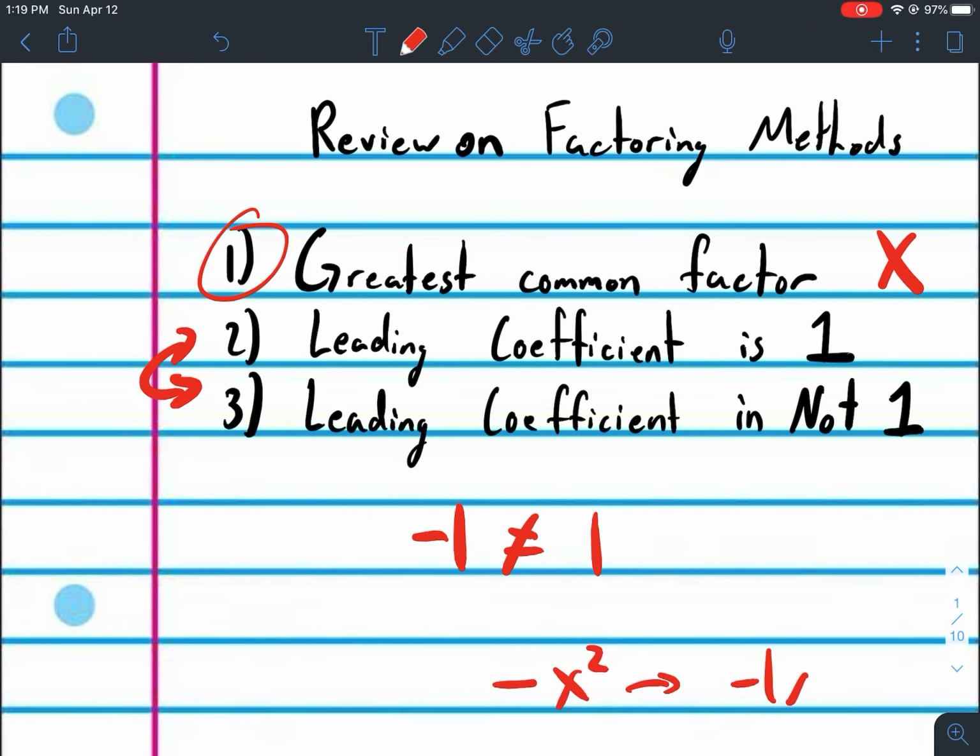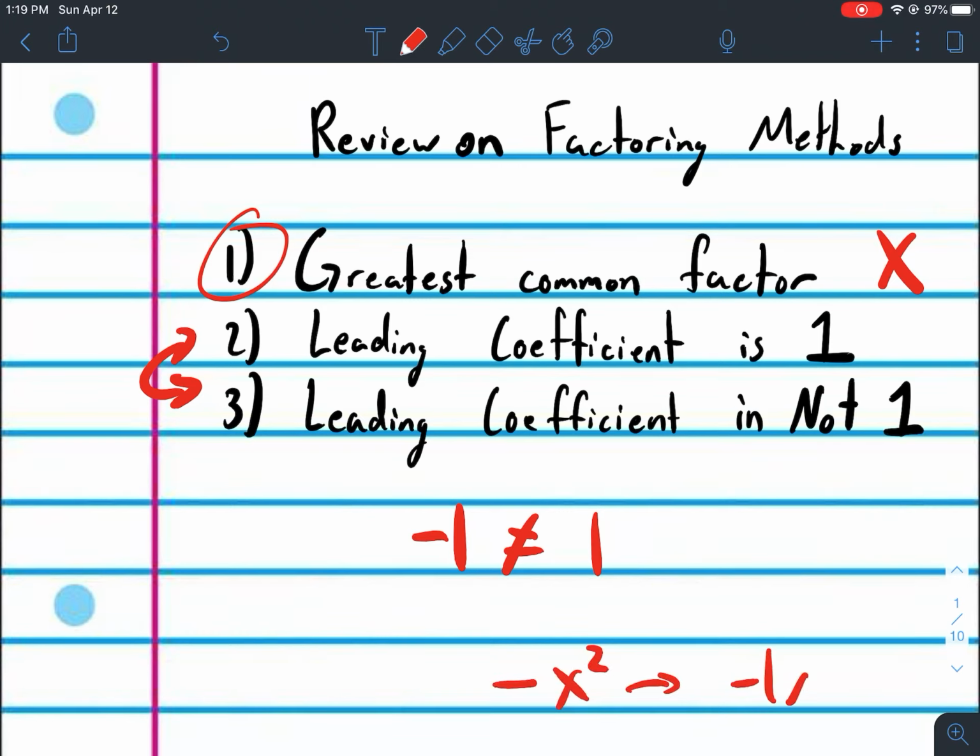Now, we've done greatest common factor. We've done leading coefficient equal to 1. Now let's do it when the leading coefficient is not equal to 1. You will see questions like this where it says factor 3x squared plus x minus 2. Say that's your problem. This number right here is not equal to 1. But remember, first, is there a GCF? Always look for the GCF first. Yay or nay? In this case, no. Now, is the leading coefficient 1 or not 1? In this case, it is not 1.